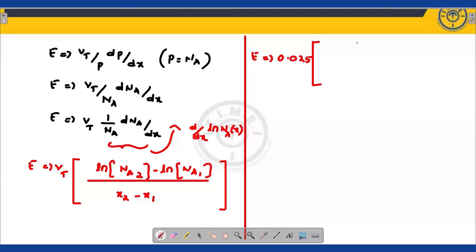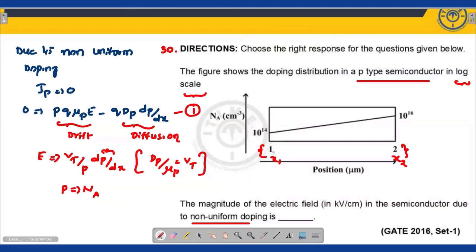Na2. So here you are getting ln values and all those things. What are the values? Na2, Na1. All these parameters are very important, my dear students, and we need to substitute those values, because we are going to find out at 1 and 2 at the same time. See here, this is in between the distances, due to non-uniform doping at 1 and 2.